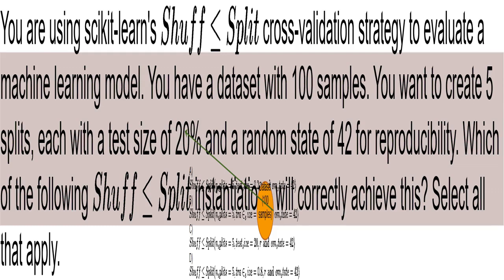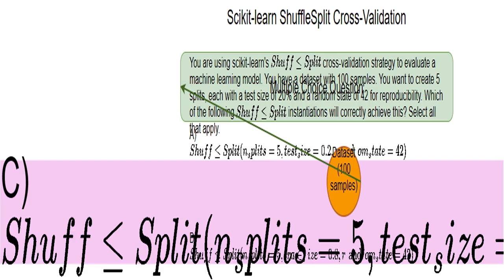I have 100 data points and I want to divide them into training and testing sets 5 different times, using 20% for testing each time. The random state ensures that I get the same random splits every time I run the code, making my results reproducible. This tells me the size of the dataset I'm working with. I have a total of 100 samples.